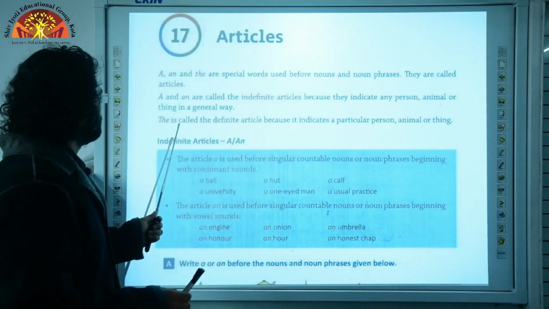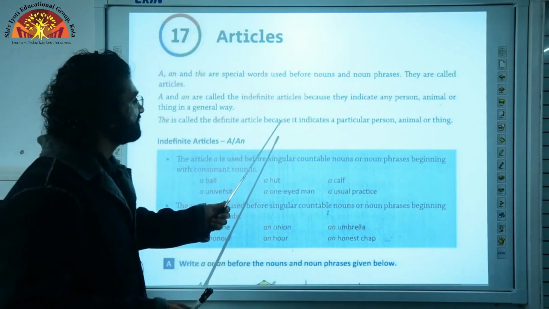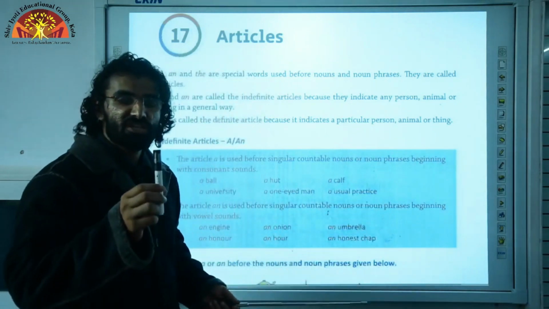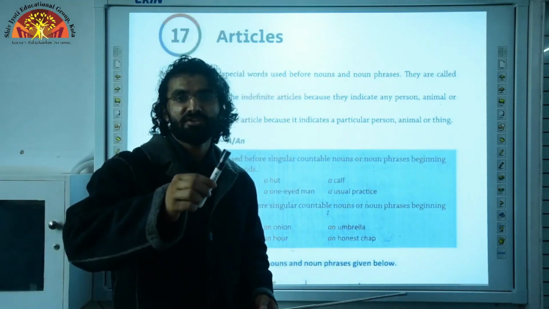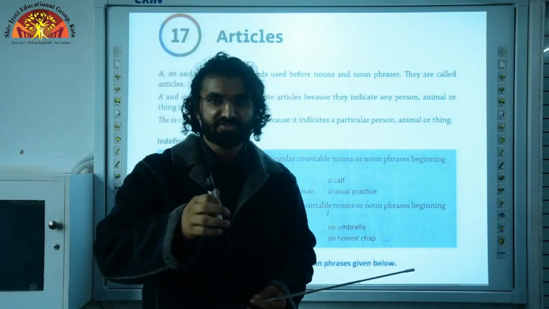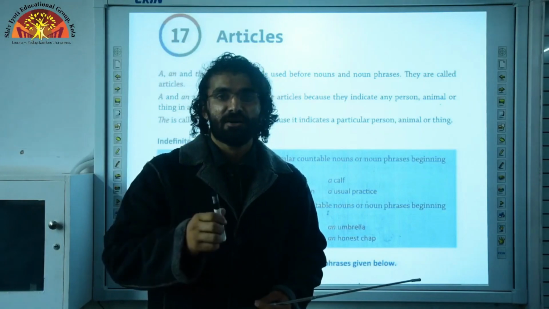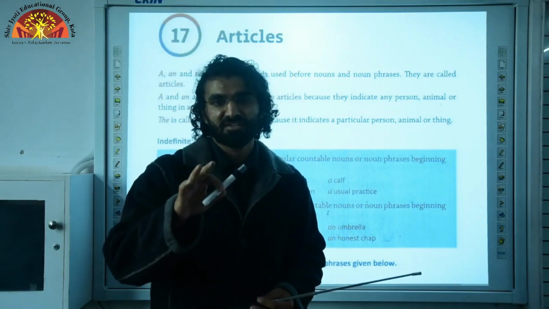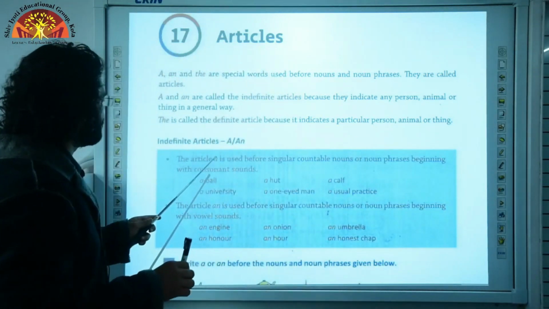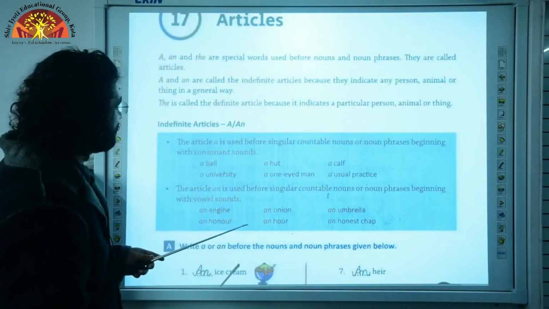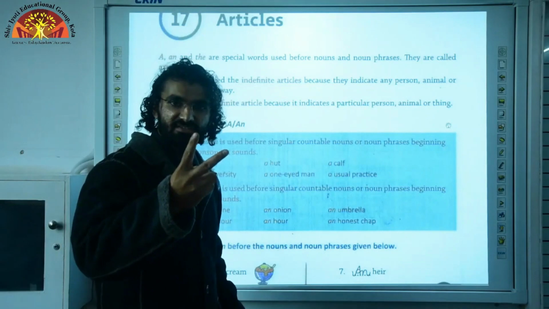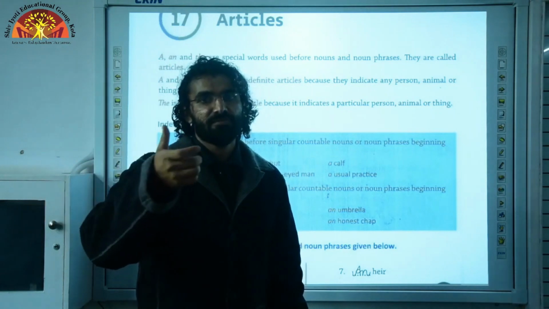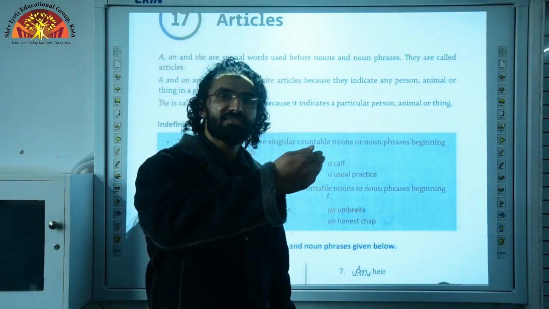Okay, the is called the definite article because it indicates a particular person, animal or thing. Okay, the is used to talk about things, animals or persons in particular. When we mention a particular person, thing or animal, we use the. Like I mentioned, this is the marker my grandfather gave me. You getting the difference? Alright. Indefinite articles. We will now talk about indefinite articles. Articles can be categorized in two categories, indefinite article and definite article. A and an will fall in the category of indefinite article, while the is the definite article.